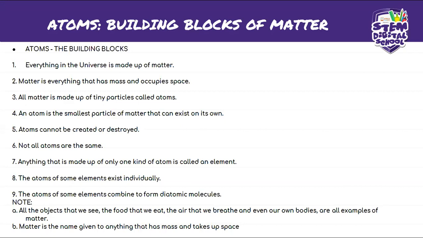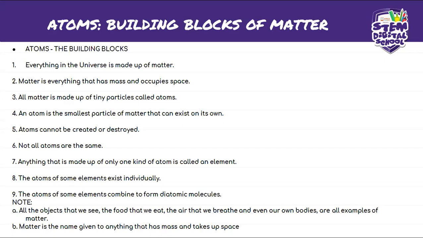The atoms of some elements exist individually. The atoms of some elements combine to form diatomic molecules. So what it means is that some can be single, some can be double. Single atoms means they don't want to combine or they cannot combine because of certain things, and then double because they are easily combined. But those that are single, it means it's not easy for them to combine.